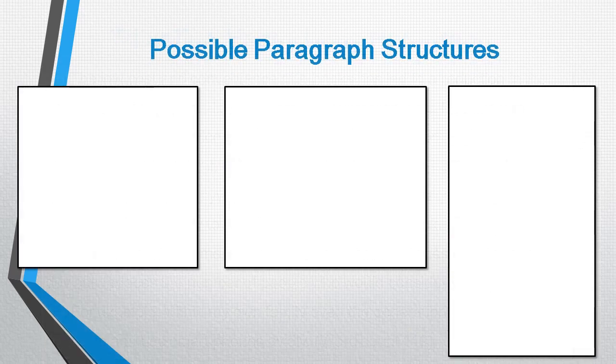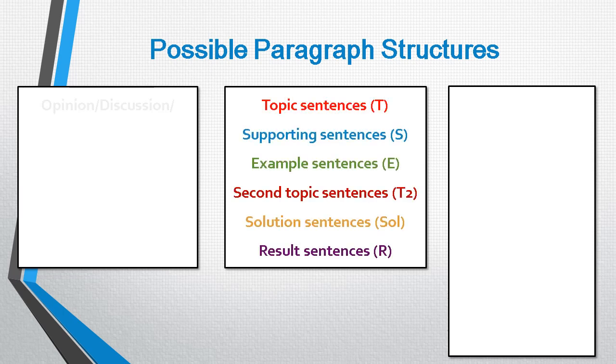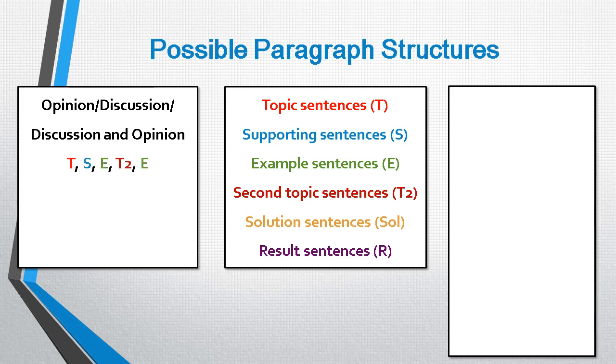We've now analysed 5 body paragraphs from 5 different essay questions. Let's now review the different paragraph structures that are possible. The first 3 essays that we looked at were the opinion essay, a discussion essay, and a discussion and opinion essay, and you may have noticed that their paragraph structures were very similar. In fact, all of them used a topic sentence, a supporting sentence, an example sentence, a second topic sentence, and then an example sentence. However, that's not the only structure that you can use.